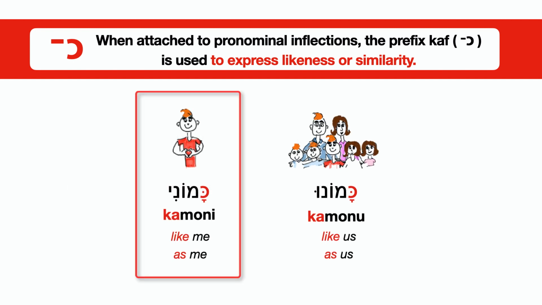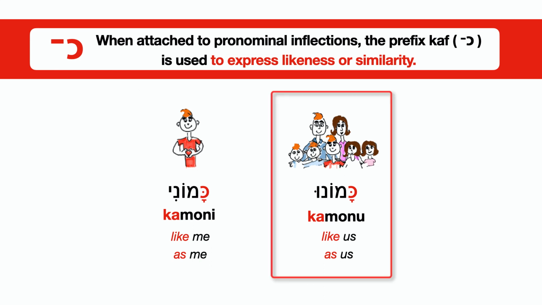So kamoni means like me or as me. So you have the prefix kaf combined with moni, like me. So that is saying like me, kamoni. And we have kamonu, which means like us. Kamonu, like anachnu, okay? Kamonu, like us.